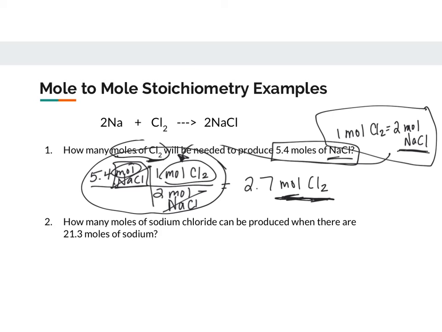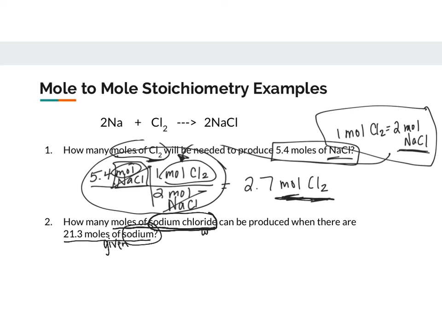The next problem says how many moles of sodium chloride can be produced when there are 21.3 moles of sodium. So we're using the same chemical equation here, and we know that it's already balanced, so I can proceed with my problem. All right, I'm going to figure out what is my given and what is my wanted. So given to me in this problem, it says that I have 21.3 moles of sodium. So sodium is going to be my given substance. And then I'm trying to figure out how many moles of sodium chloride are being produced. So this is going to be my wanted substance.